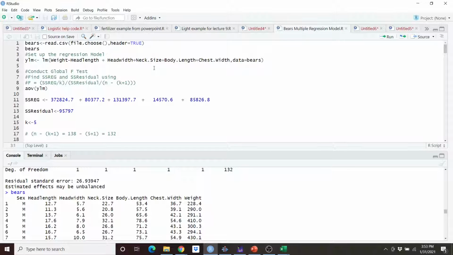This data is a simulated data set from Triola. This is on the repository that you will find a link to in the video.